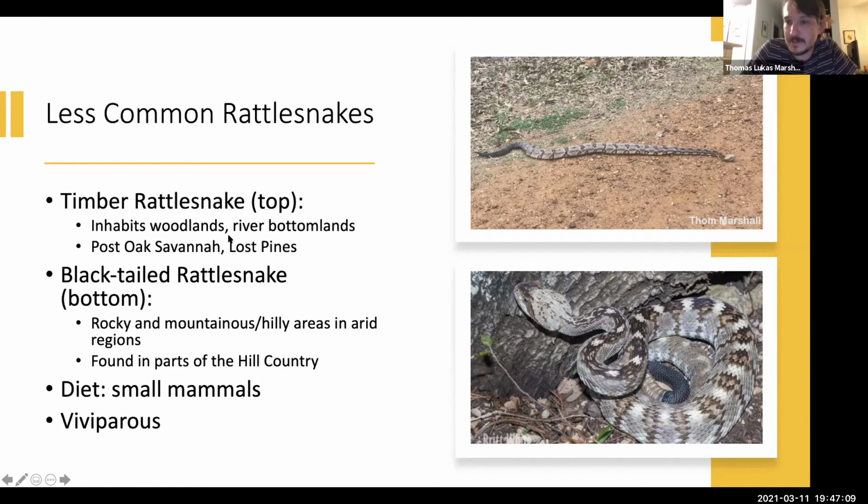Like other large rattlesnakes, these guys prefer small mammals as prey, but might eat birds and other prey items as well. And they're also viviparous and give birth to live young.